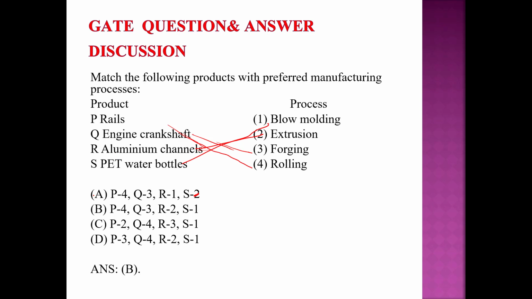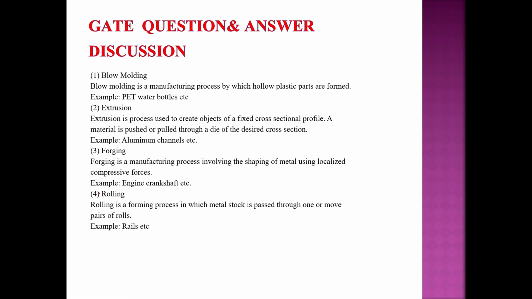So the answer is B. Blow molding is a manufacturing process by which hollow plastic parts are formed, for example PET water bottles. Extrusion is the process used to create objects of fixed cross-section profile. A material is pushed or pulled through a die of desired cross-section, such as an aluminum channel. Forging is a manufacturing process involving the shaping of metal using localized compressive force, for example an engine crankshaft. Rolling is a forming process in which metal stock is passed through one or more pairs of rolls. That is rails.